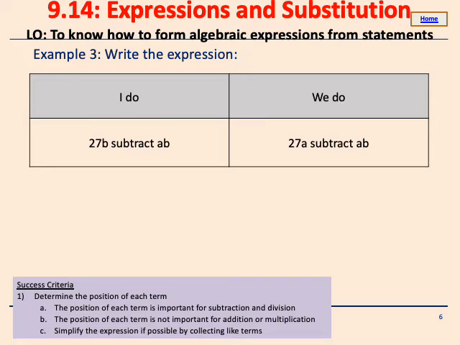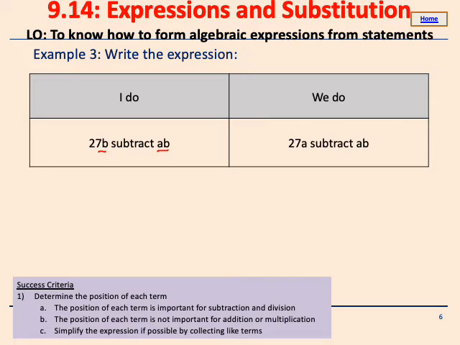Okay, here's another one. So now we have 27b subtract ab. This one has more than one variable now. We've got b over here and we've got a and b here. So let's have a look at the success criteria this time.